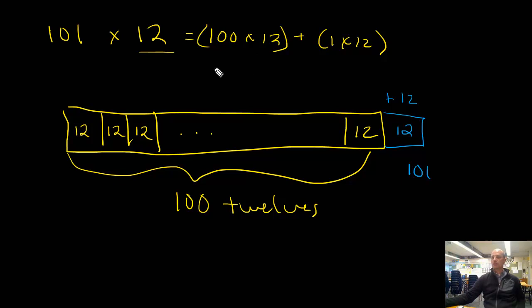And 100 12s, well, that's 1,200, plus one group of 12 is equal to 12 12s. Okay.